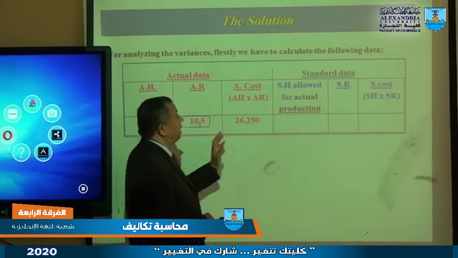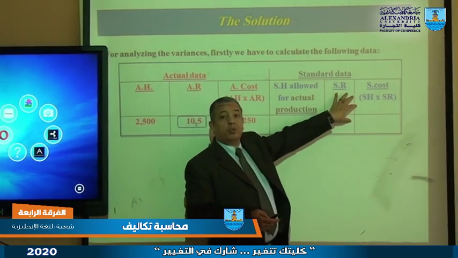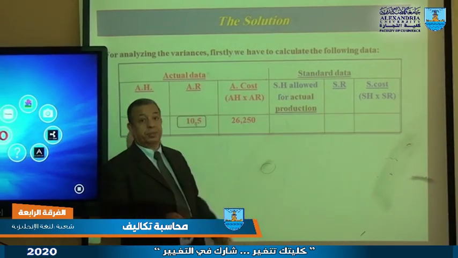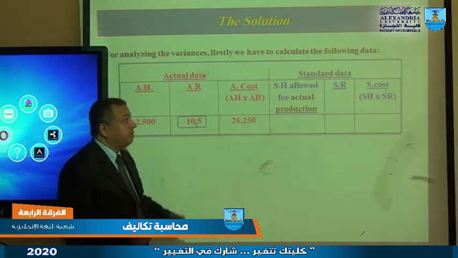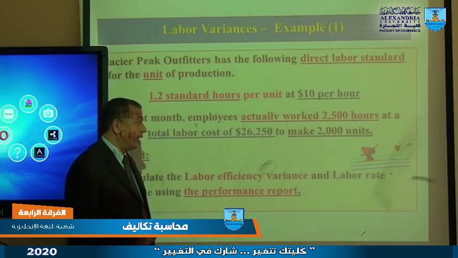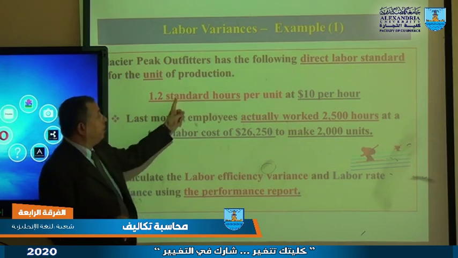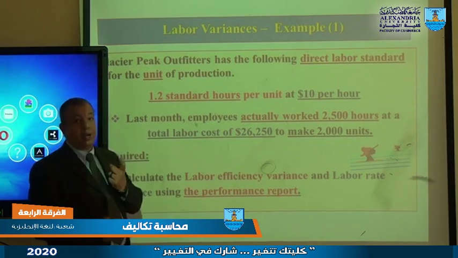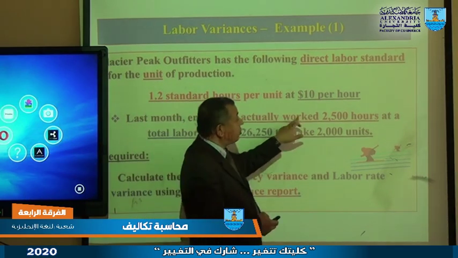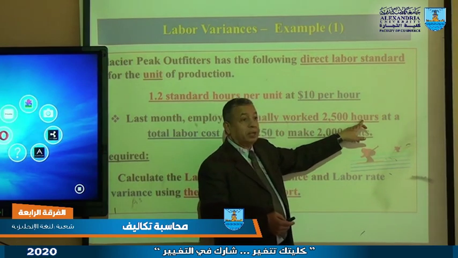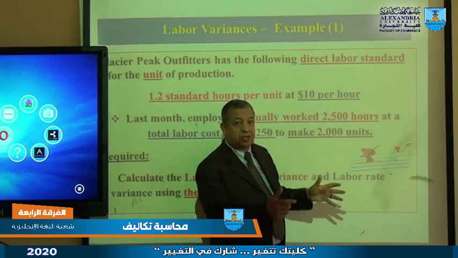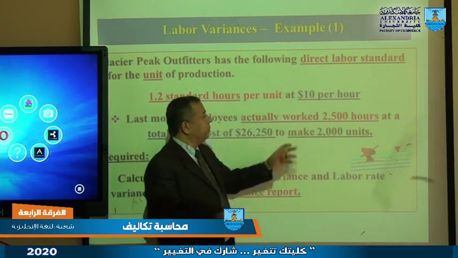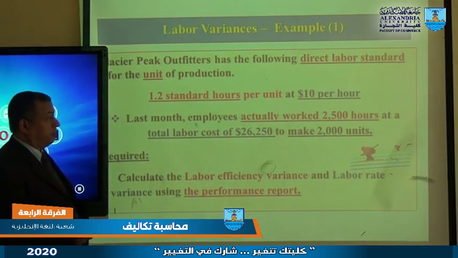After finishing actual data, I have the second part of my course: standard hours, standard rate, and standard cost. I will go back again to my problem. Here I have standard hours per unit, 1.2 per unit. The 2,500 hours actually worked is not per unit, it's for production. And here I have 10 per hour as the standard rate per hour.